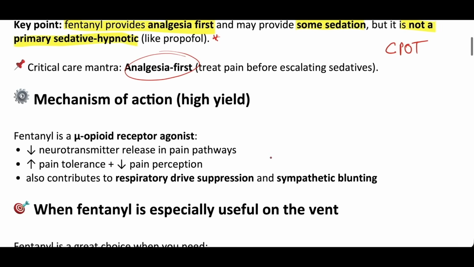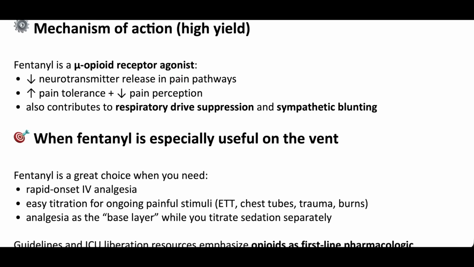What is the mechanism of action of fentanyl? Well, fentanyl is a mu opioid receptor agonist, okay? So it decreases the neurotransmitter release in pain pathways. It increases pain tolerance. It decreases pain perception. And as doing such, it also decreases respiratory drive and has some sympathetic blunting, which can be important, especially if we were to be talking about giving this to patients not on mechanical ventilation, which we're not in this episode.